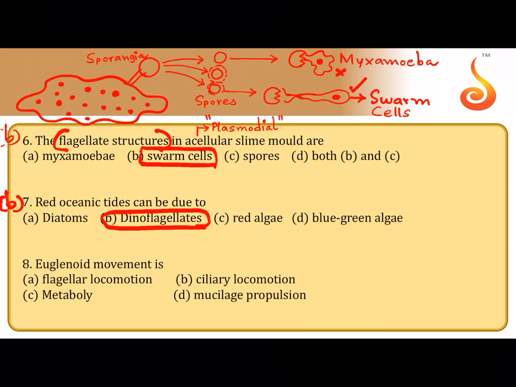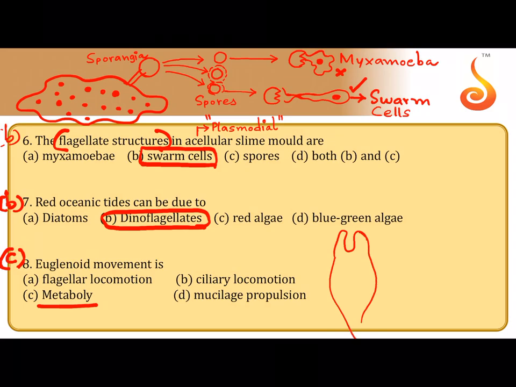Euglenoid movement is called metaboly. So it is the third option, even though you would like to call it flagellar motion. Locomotion is because of the whip-like flagella that it has. And Euglena also, the entire cell of Euglena. Now you know how a Euglena looks.